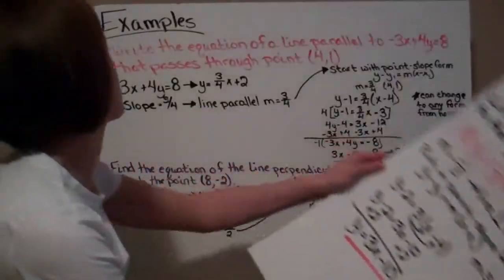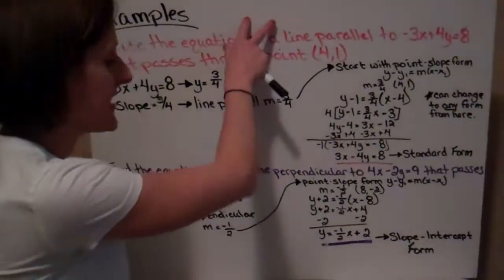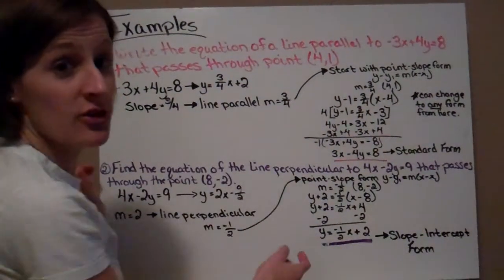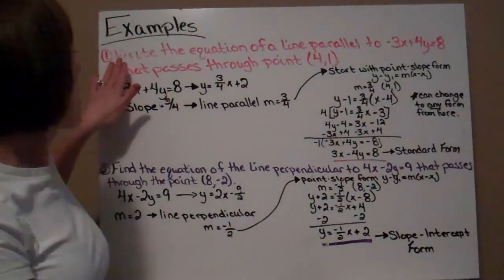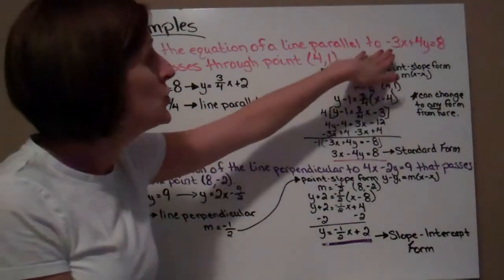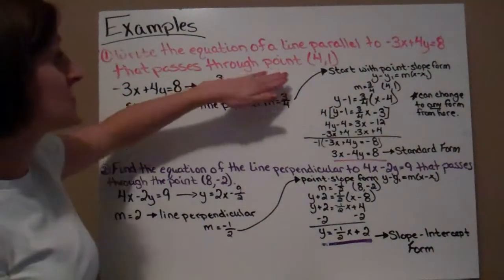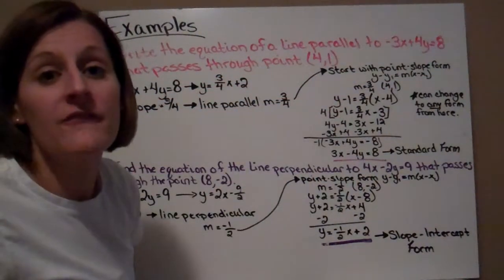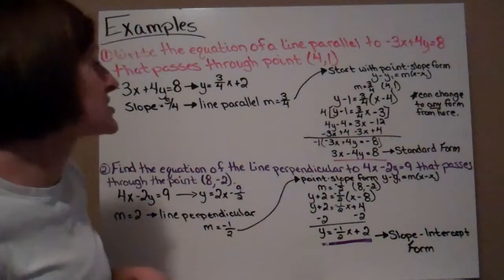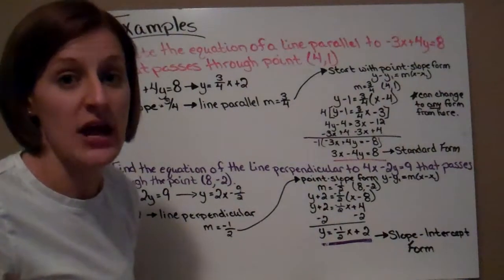Alright, let's look at some examples one last time about parallel and perpendicular lines. Alright, so write the equation of a line parallel to negative 3x plus 4y equals 8 that passes through the point (4, 1). Okay, the first thing I need to do is take this equation and write it in slope-intercept form so I know the actual slope.